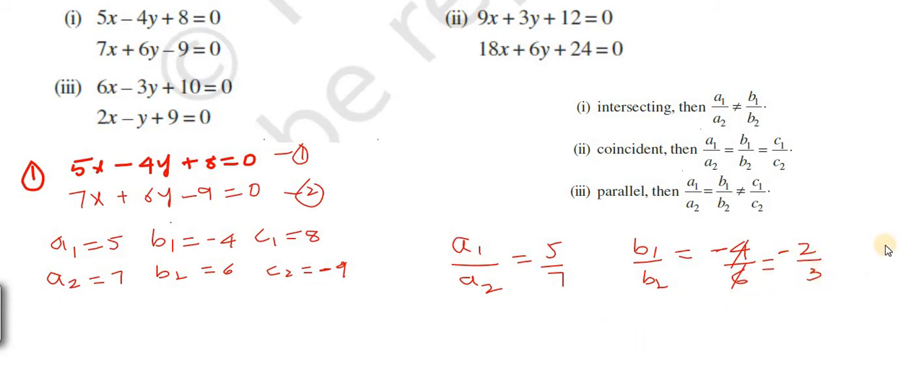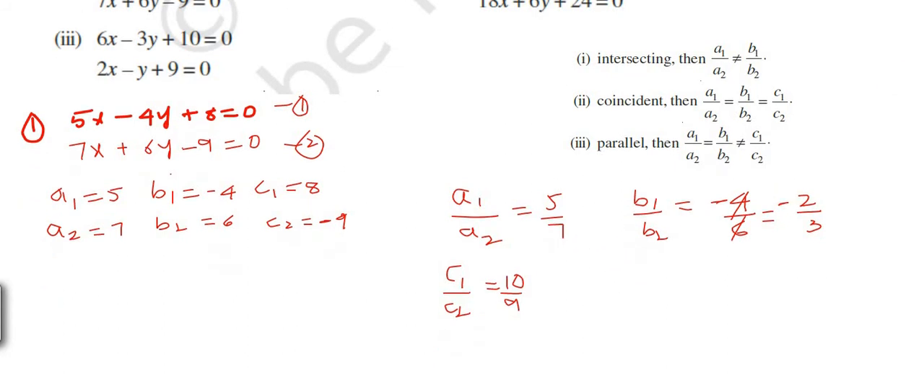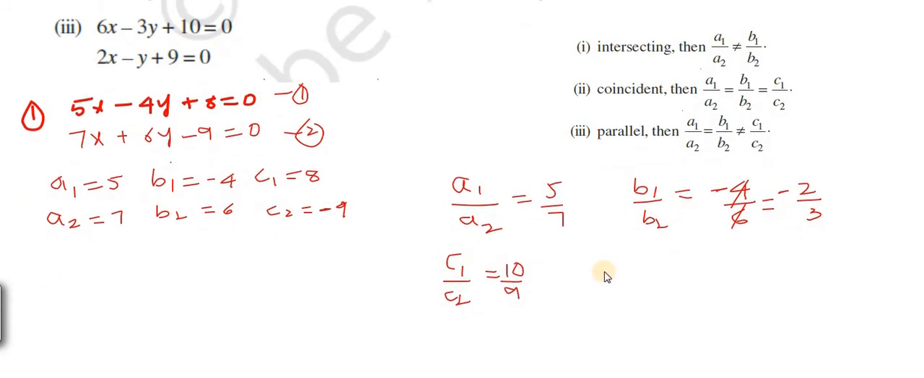Then c1 by c2, which is equal to 10 by 9. So according to this, the first condition is satisfied, that is a1 by a2 is not equal to b1 by b2 is not equal to c1 by c2. Then what type of line will you get? a1 by a2 is not equal to b1 by b2. So what type of line is it? It is coincidental line.